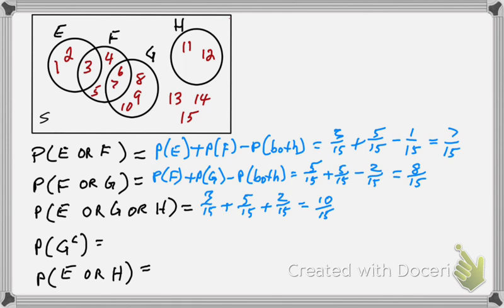How about not G? Here's the complement rule. So 2/3 of the time I'm going to get something that's not in G. E or H, well, we already decided those are disjoint, so we just add them up. So I get 3/15 plus 2/15. So 1/3 of the time, I'm going to get something that's in either E or H.